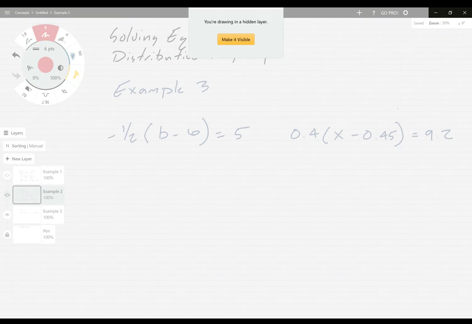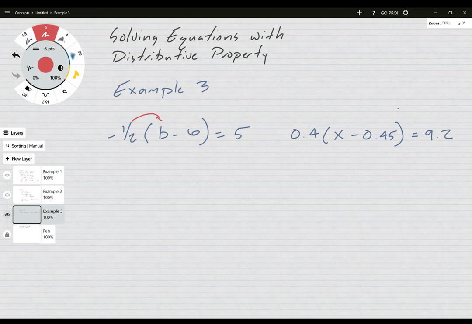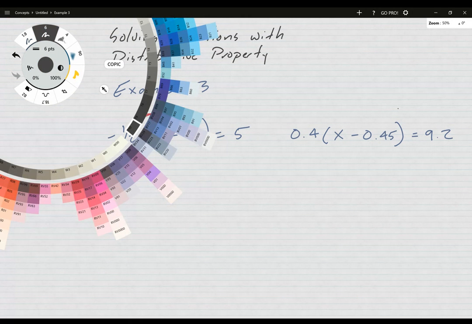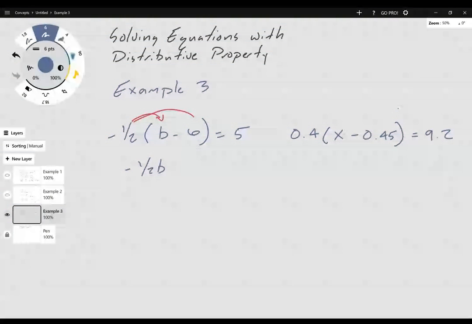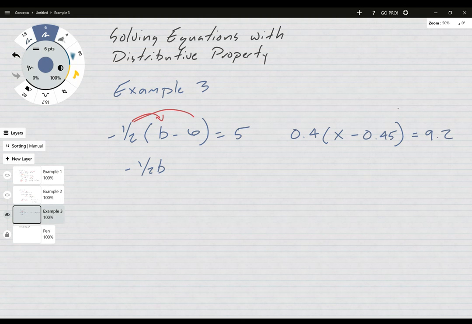Multiplying the negative 1/2 to both terms. So negative 1/2 multiplied by b is negative 1/2 b. Okay, so now I have a negative multiplied by a negative. So negative 1/2 multiplied by negative 6, that's going to give me a positive 3. Because multiplication is in these things, I have 1/2 of 6. Negative 1/2 of negative 6 is positive 3. Now that equals 5.